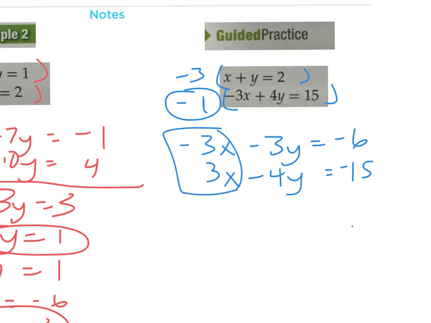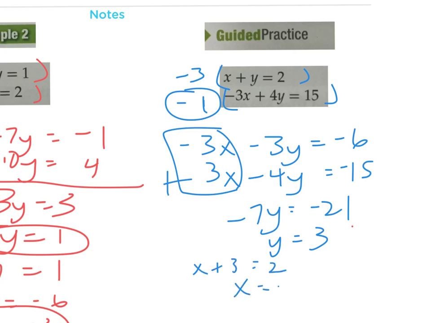So now I can add, and when I add, I get negative 7y equals negative 21, so y equals 3. And then I can substitute back up. x plus 3 equals 2, so x equals a negative 1. And so I have my two answers, negative 1 and 3.